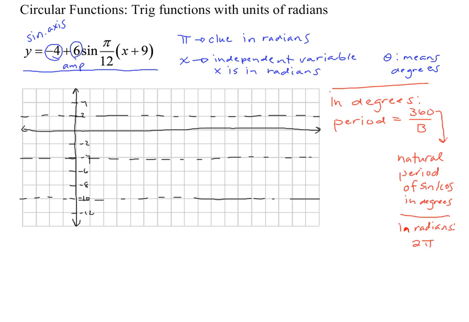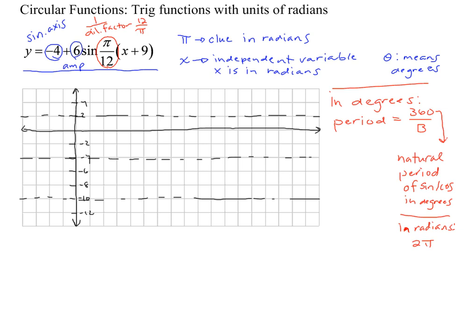Well, this pi over 12 number here is 1 over the dilation factor, right? In other words, if I flip that fraction I get 12 over pi, which is about 4. That's telling me how many times narrower or wider this graph is getting. So this graph is going to be about 4 times as wide as it was before.